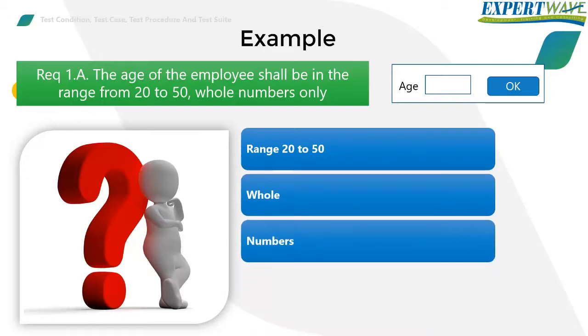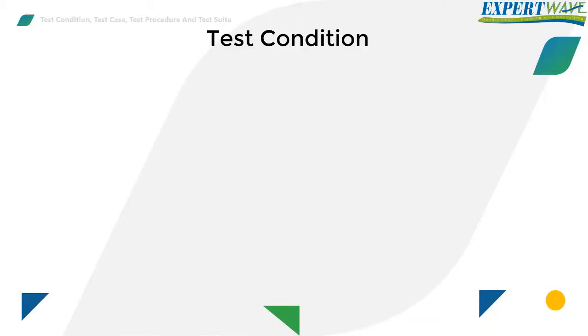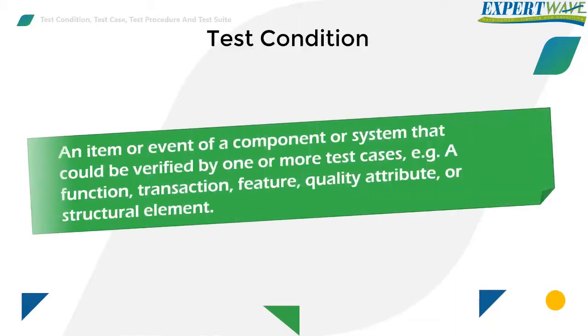What I have just listed are called test conditions. So what is a test condition? A test condition is an item or event of a component or system that could be verified by one or more test cases. For example, a function, transaction, feature, quality attribute, or structure element. So any tiny thing that needs to be tested is called a test condition.